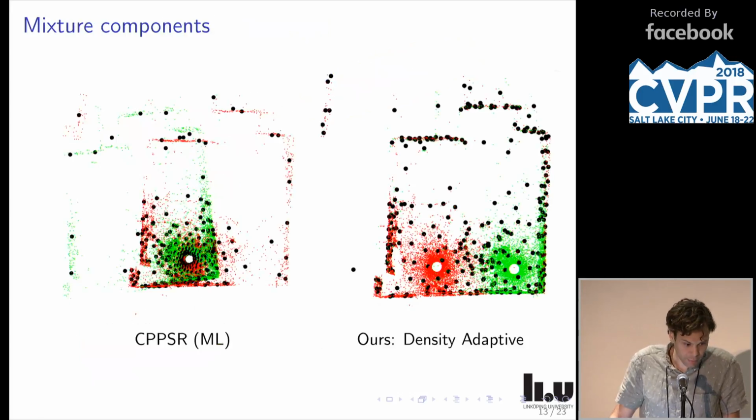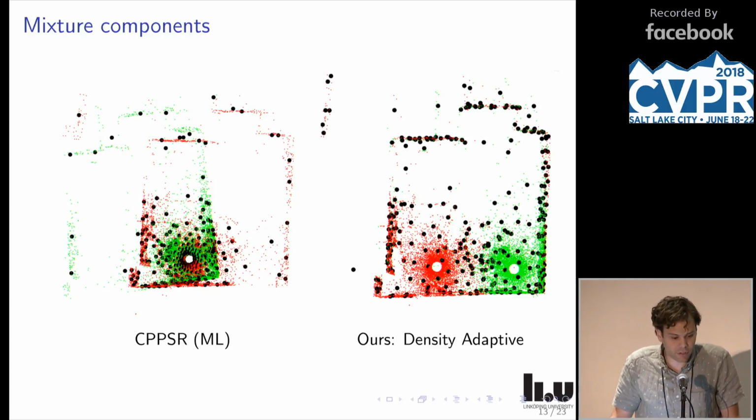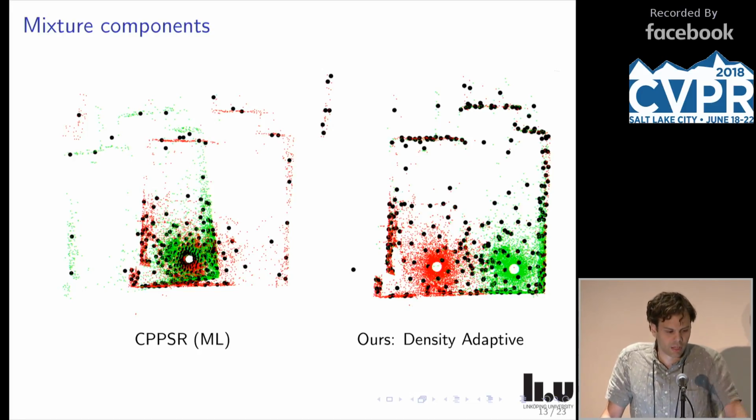Here we see again the example that we've seen before, where we registered first using the CPPR algorithm, with the maximum likelihood approach to infer the probabilistic model. To the right here, we see the result after using our approach. These black dots denote the mixture components, or the means of the Gaussian distributions in the Gaussian mixture model, to illustrate how the probabilistic model looks internally.